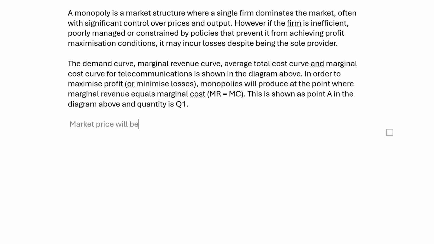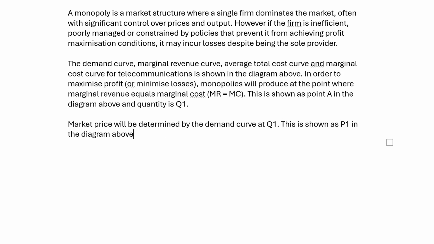The market price will be determined by the demand curve at Q1. This is shown as P1 in the diagram above. The average total cost, ATC, for the firm at Q1 is shown as ATC 1 in the diagram above.